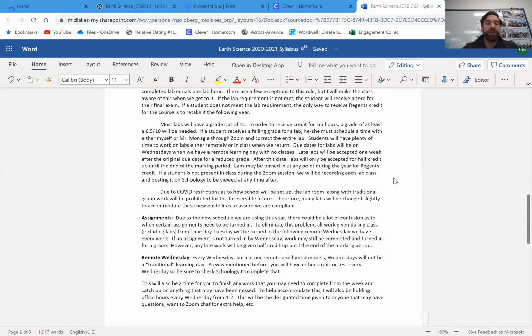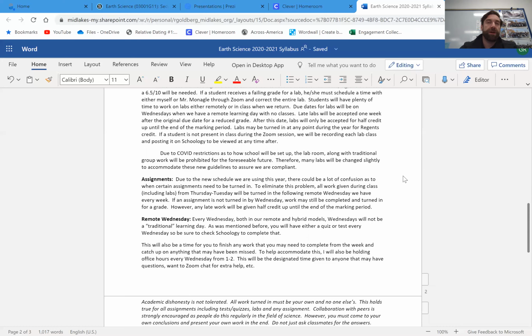Unfortunately, though, with all the regulations that we now have due to the COVID restrictions, even if we do go into hybrid, unfortunately, I cannot use my lab room this year because we just cannot be socially distant in the lab room, as well as obviously no group work this year. So most of the labs that we will be completing will now instead be mostly demonstration labs. So they will still get a lab experience, but obviously much different from what it normally is.